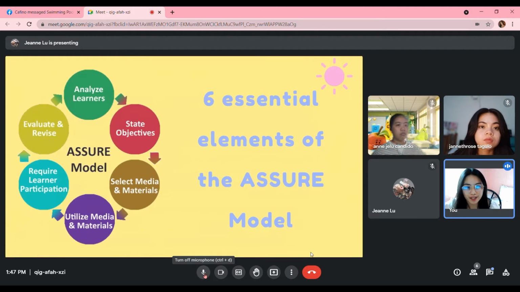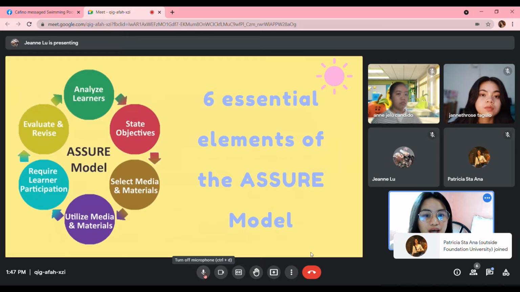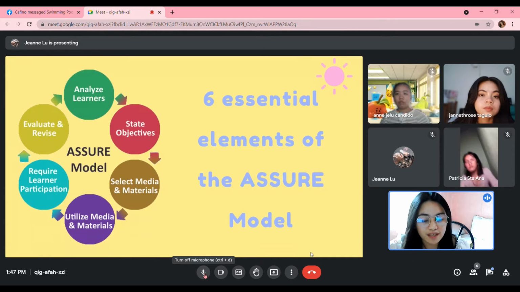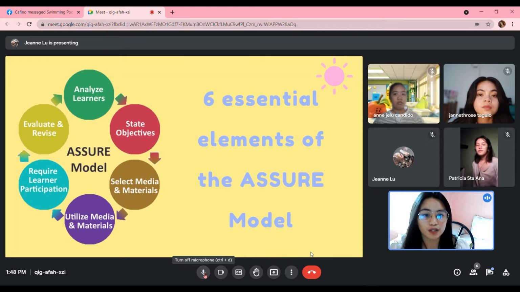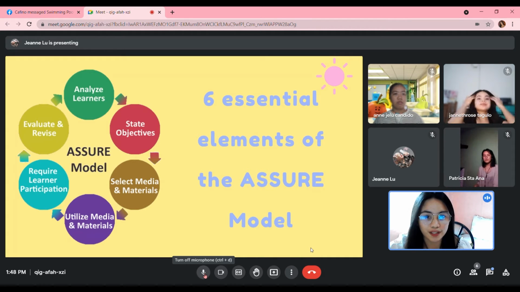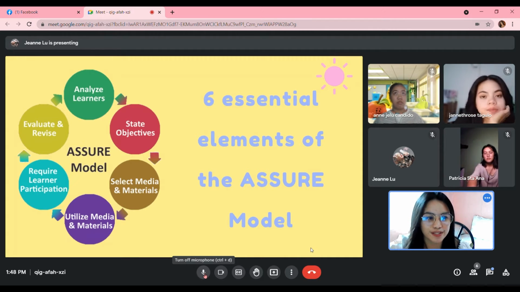In this model, there are 6 essential elements. We have analyze learners, second, state objectives. Third is to select media and materials, fourth, to utilize media and materials. Fifth, to require learner participation, and lastly, to evaluate and revise. So let us learn about the first essential element of the ASSURE model, to analyze learners.